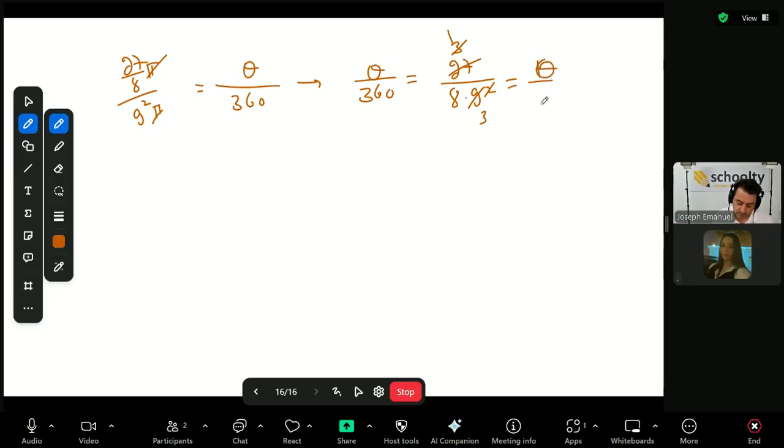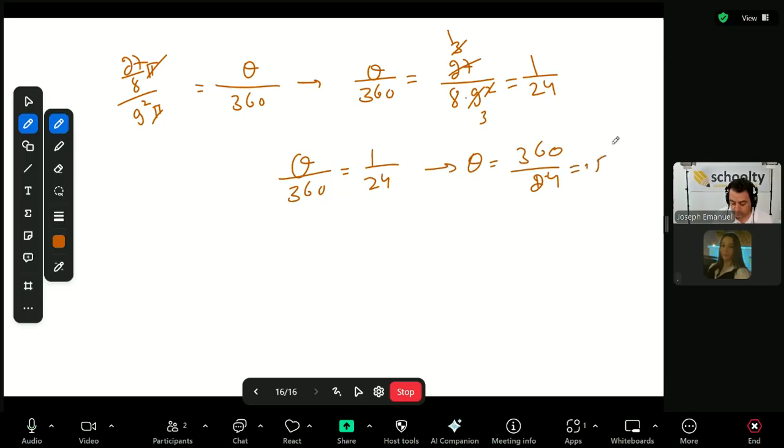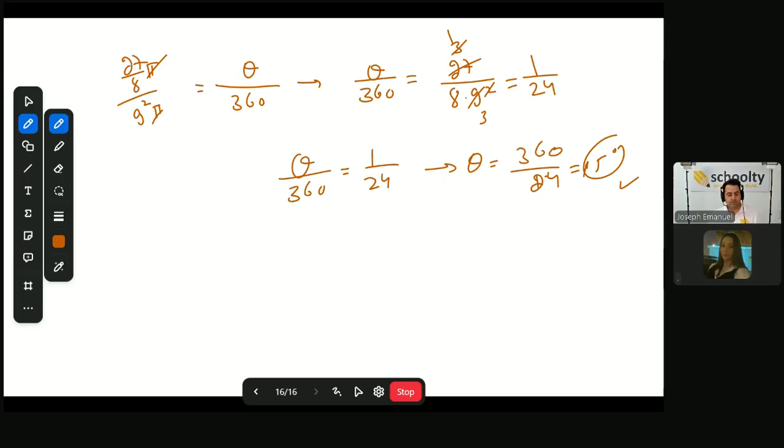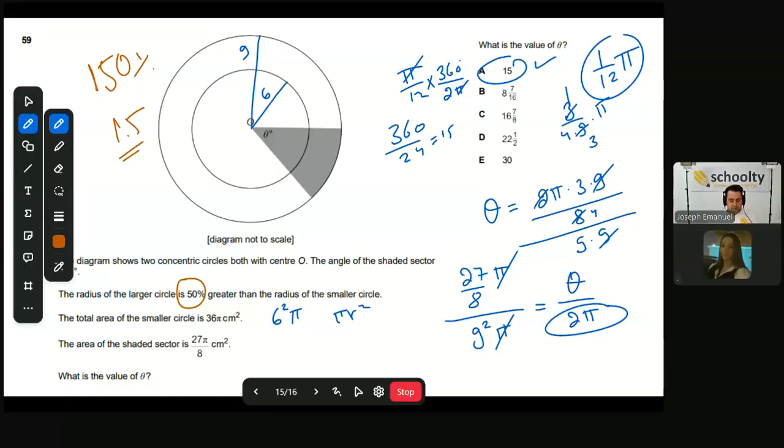So you have theta divided by 360 equals 1 divided by 24. So theta is 360 divided by 24, which is 15 degrees. Okay? Okay, last question. Let's do it.